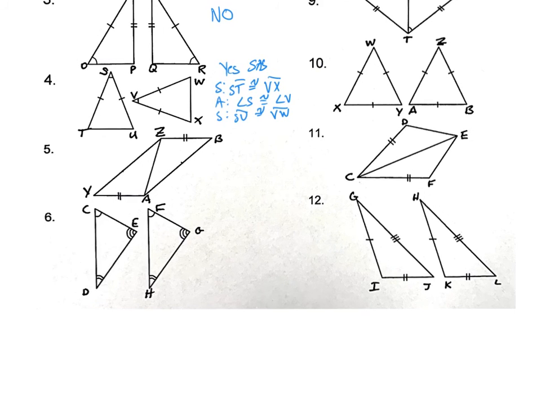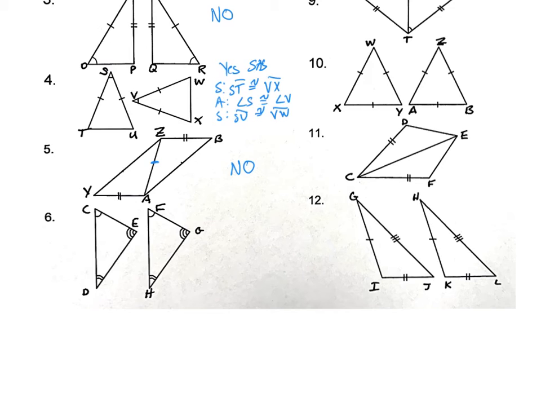Okay, moving on to number 5. We have a side. Let's see here. I don't see any other tick marks per se. I know with reflexive, I can do the one singular one, but I don't see any other sides or any angles. So no, I either need one more angle or one more side, but we don't have that. So no, I can't prove that.